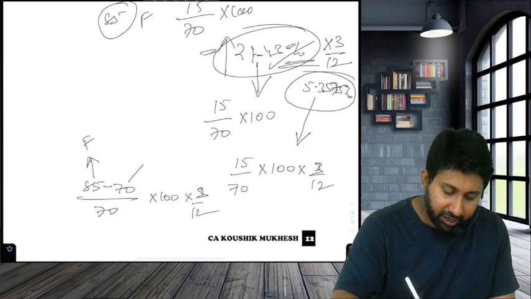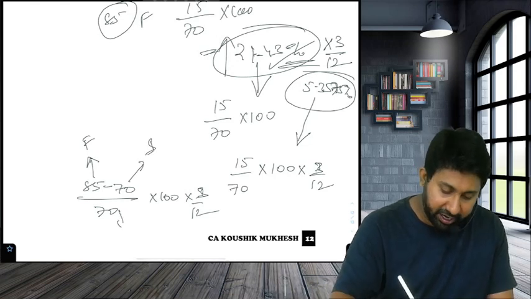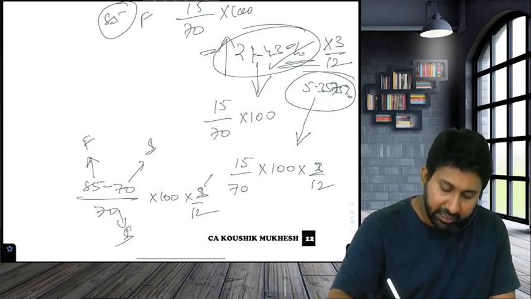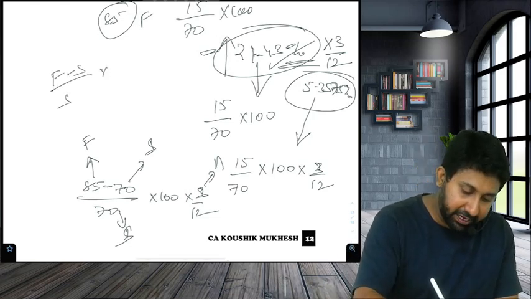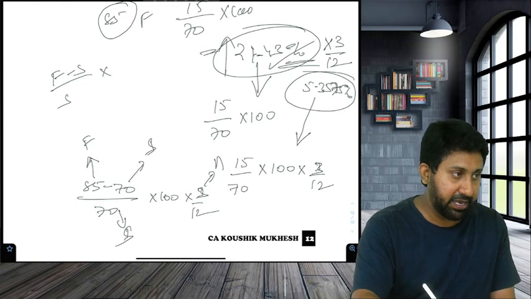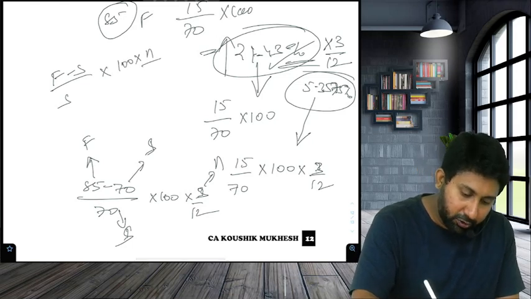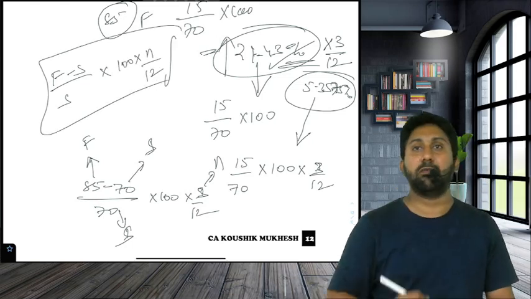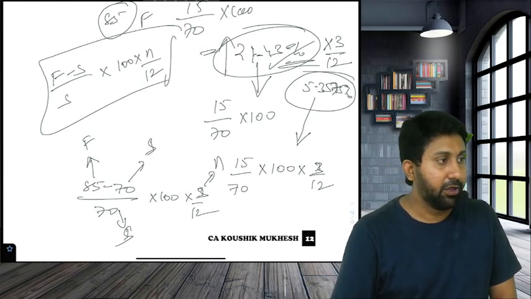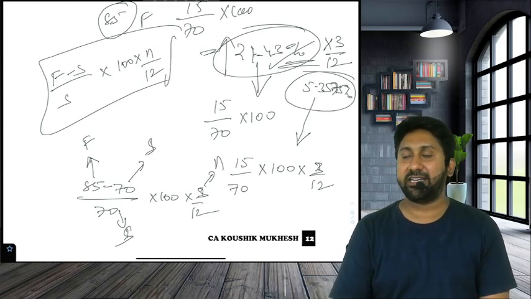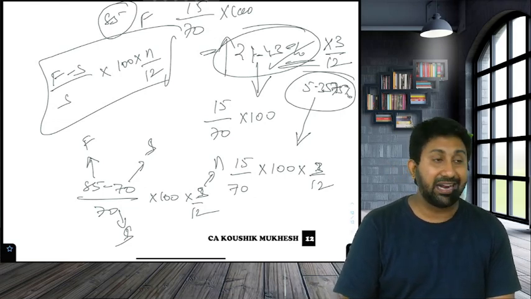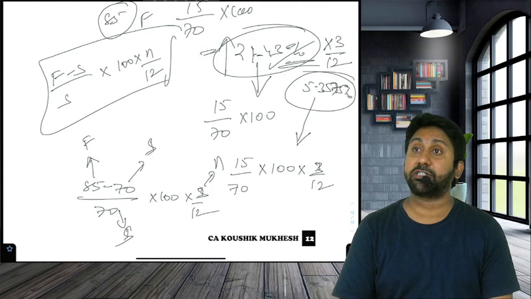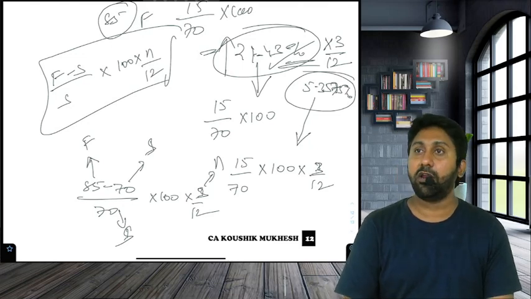85 is the forward rate, 70 is the spot rate, 3 is the n period, 12 by n. So the formula is f minus s by s into 100 into n by 12. This is how the formula has been derived. Okay, so don't read it as appreciation or depreciation. You can use it, but to the maximum possible extent understand this as a return on investment.